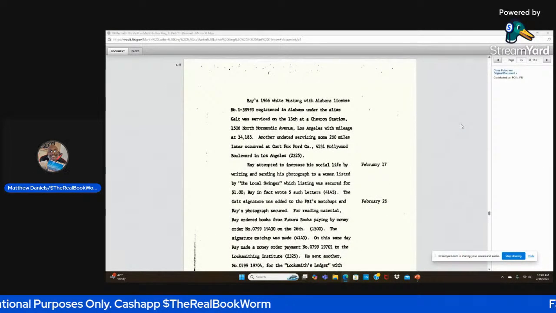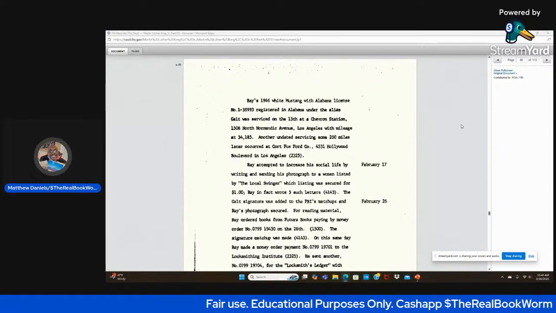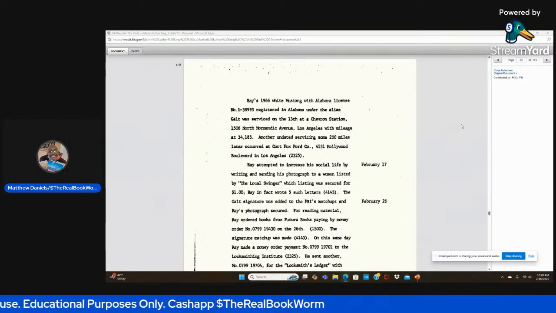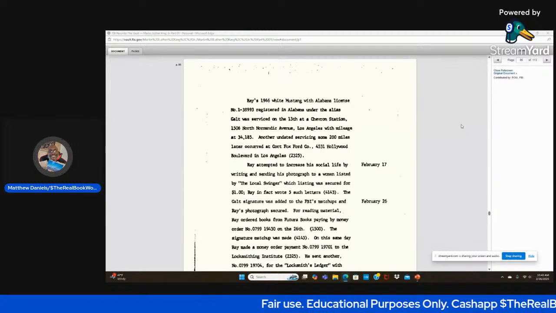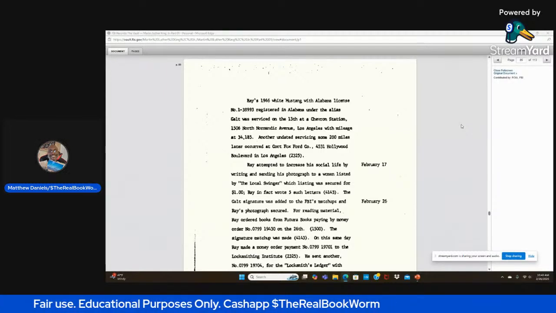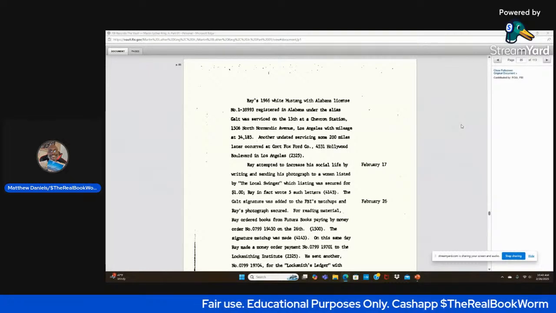Ray's 1966 white Mustang with Alabama license number 1-38993, registered in Alabama under the alias Galt, was serviced on the 13th at a Chevron station, 1506 North Normatic Avenue, Los Angeles, with mileage at 34,185. That's really low. Another undated servicing some 200 miles later occurred at Court Fox Ford Company, 4531 Hollywood Boulevard in Los Angeles.